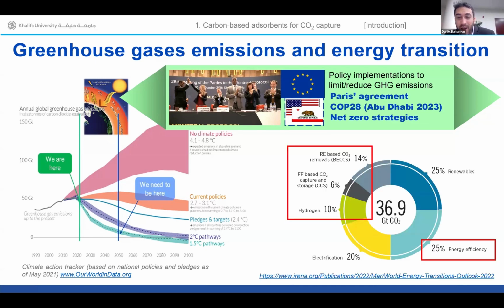And among the different areas in which you can start reducing the CO2 emitted is by having energy efficiency, using renewables, and of course electrification. In my case, I'm more focused on CO2 capture and storage, and also on hydrogen.